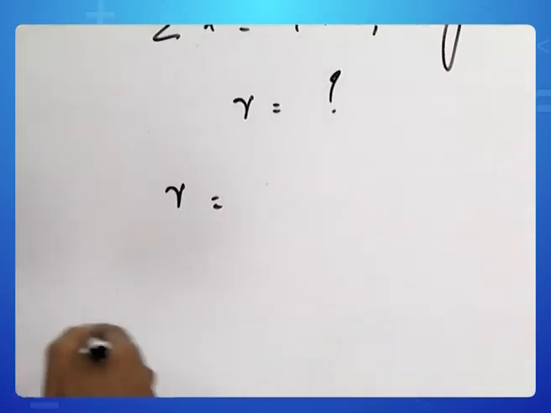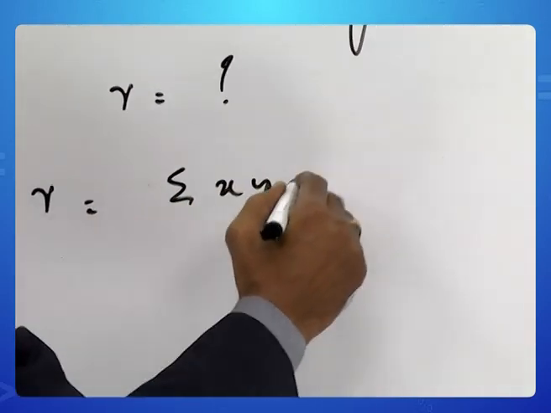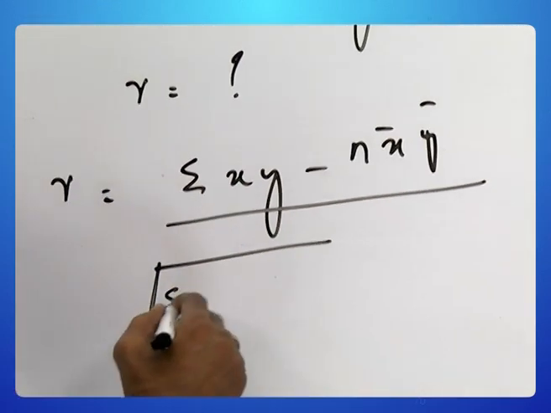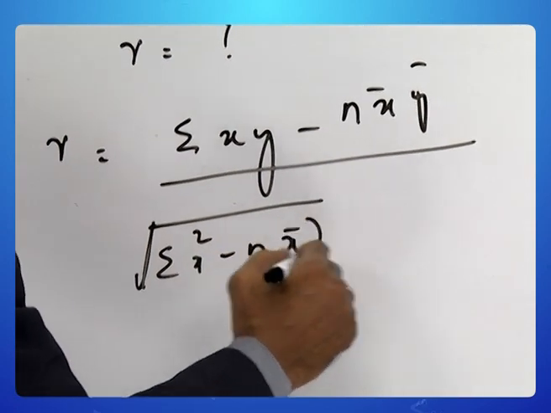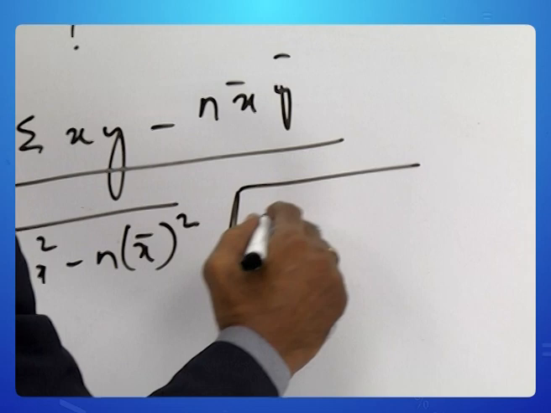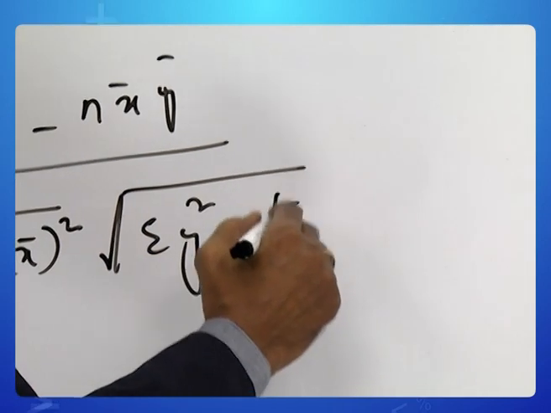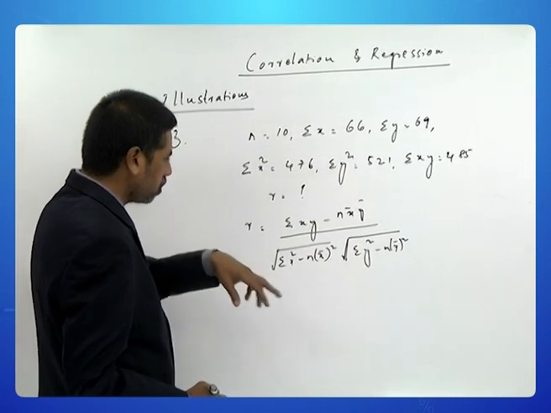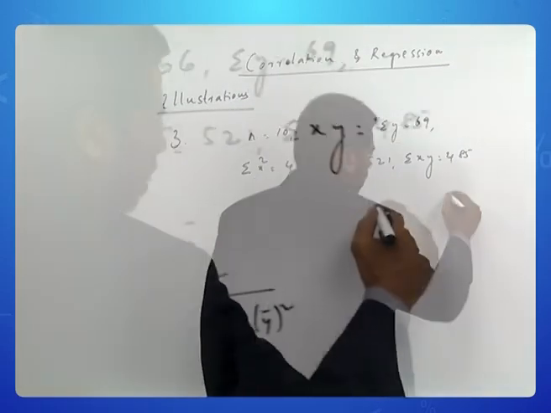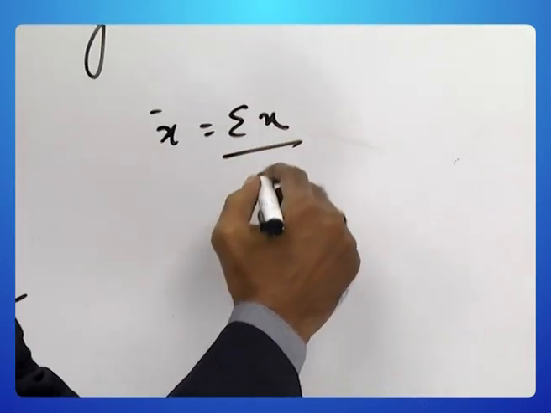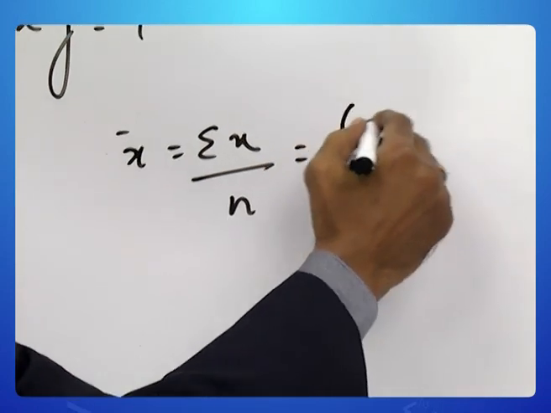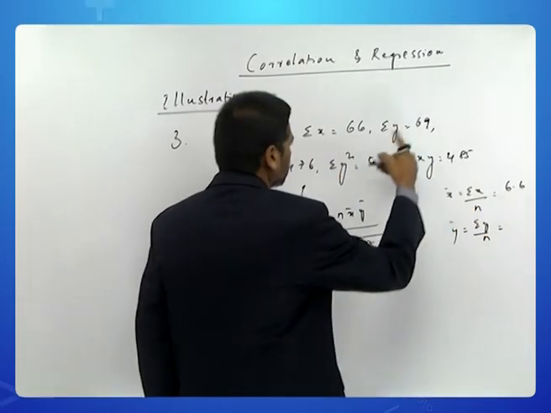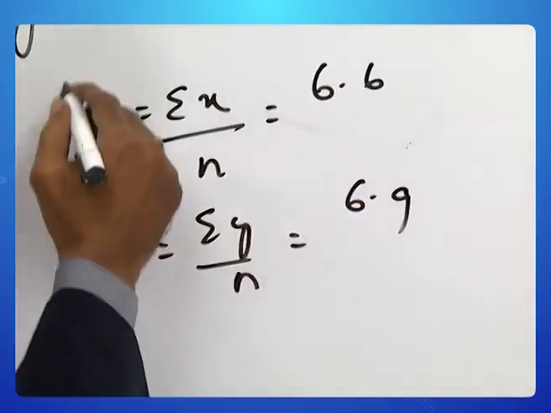As discussed earlier, you can employ the formula summation xy minus n x bar y bar by square root of summation x square minus n x bar square into summation y square minus n y bar square. N is 10, that is the number of pairs of observations. So all that you need is x bar and y bar. X bar is the average value of the x. This is 66 by 10 or 6.6. Y bar is summation y by n, that is 69 divided by 10, that is 6.9.